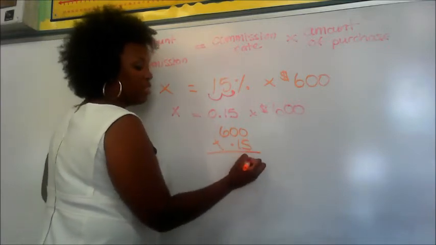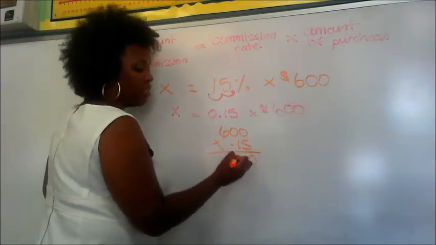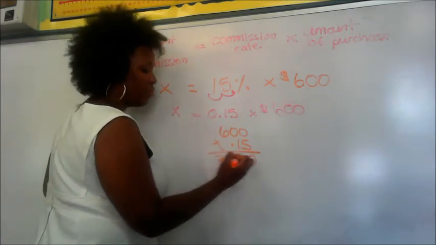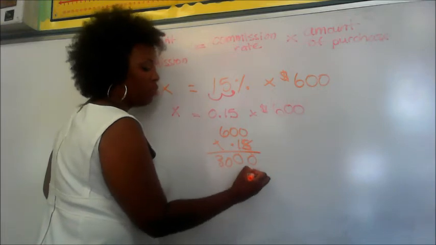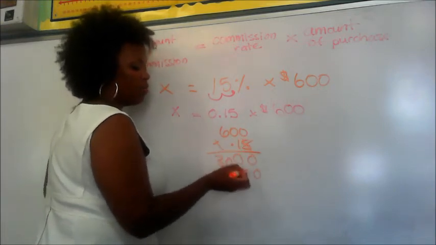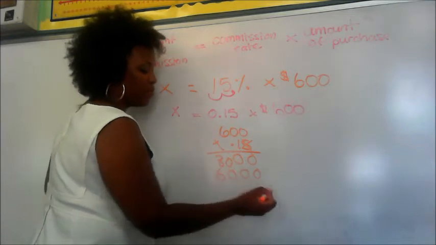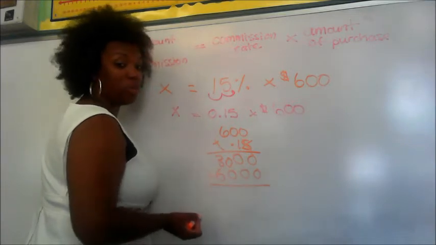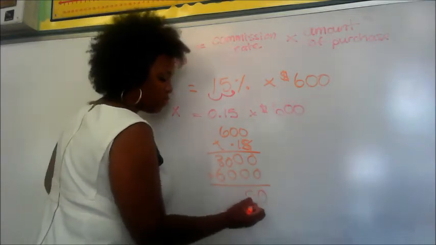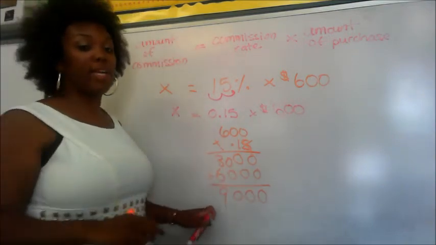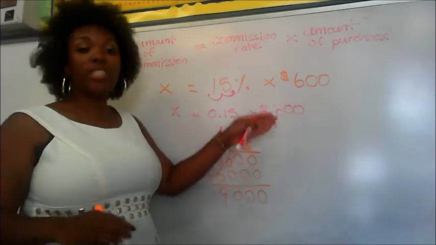0 times 5 is 0. 0 times 5 is 0 again. 6 times 5 is 30. X, O. 0 times 1 is 0. 0 times 1 is 0. 6 times 1 is 6. I'm going to add up those two products. I get 9,000. Now I know Deshania did not make $9,000 from $600.